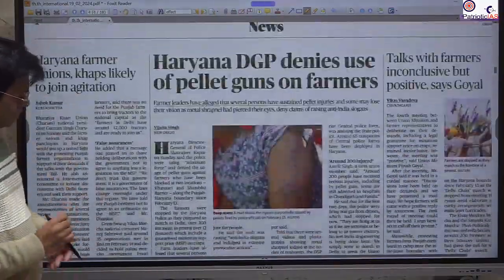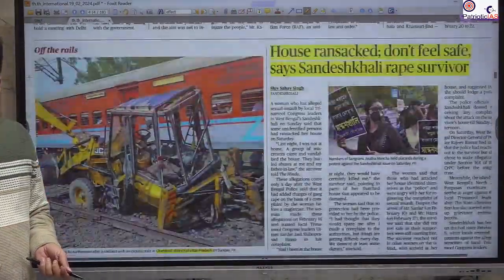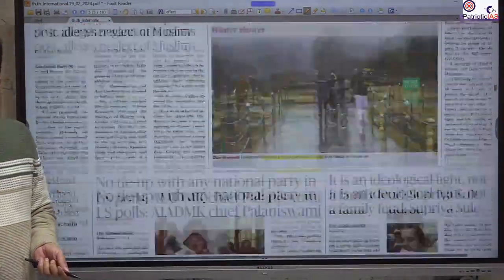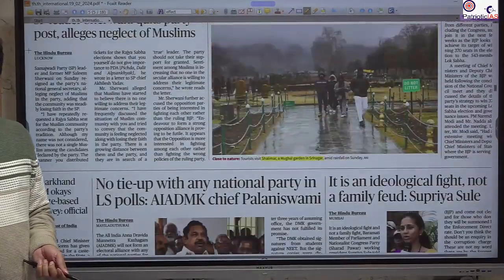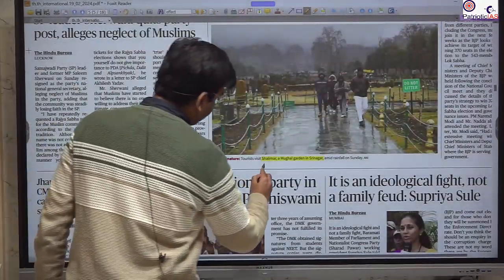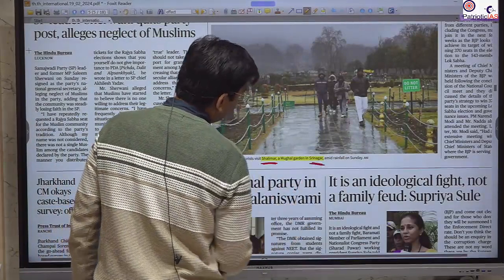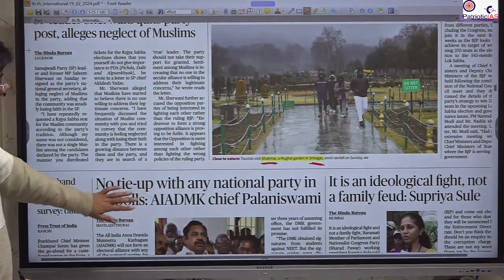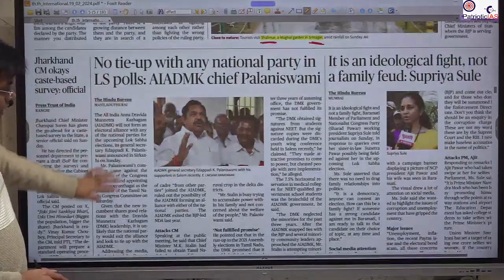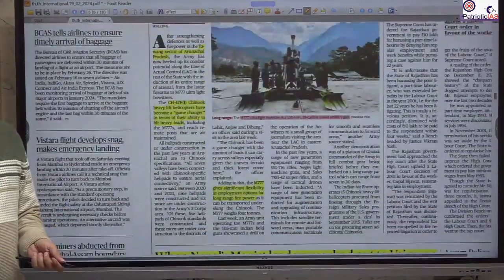Next important news that is relevant for us. Yes, you should know this Shalimar Bagh. This is in Srinagar, and it was made by Jahangir in 1619. So you should remember this is important.